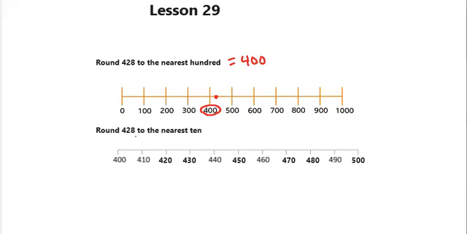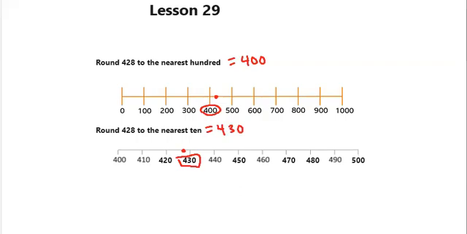What about rounding 428 to the nearest 10? Here I have from 400 to 500 with markers at every 10. 428 would be about here. When I look at what nearest 10 it would be closest to, I see that it would be closest to 430. So rounding it to the nearest 10 is 430.